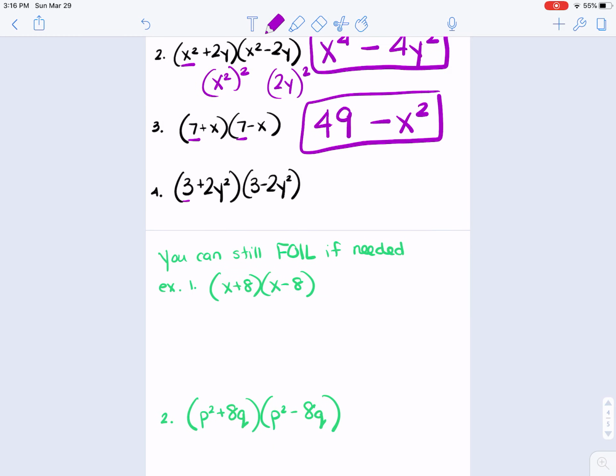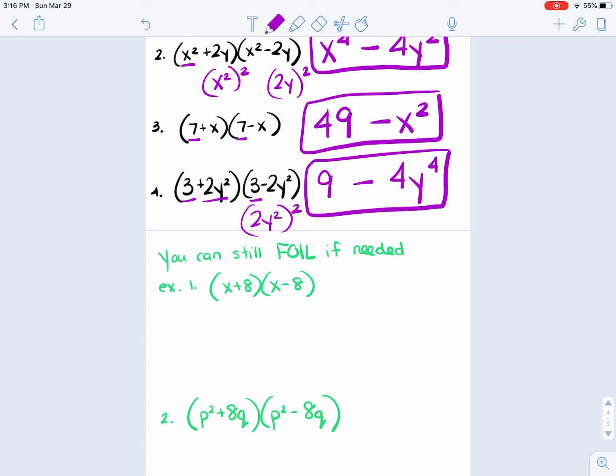All right, last example in this group, 3 times 3 is 9. Then I have 2y squared, and then I'm going to square that. That gives me 4y to the fourth. Again with the subtraction sign in between the two.